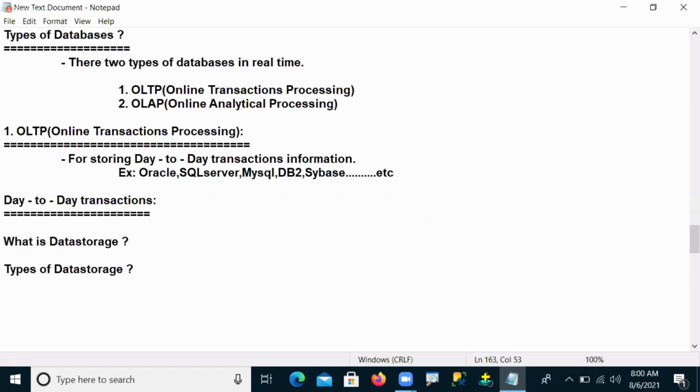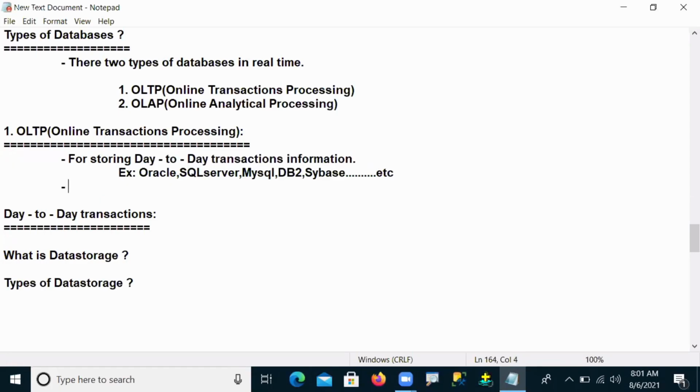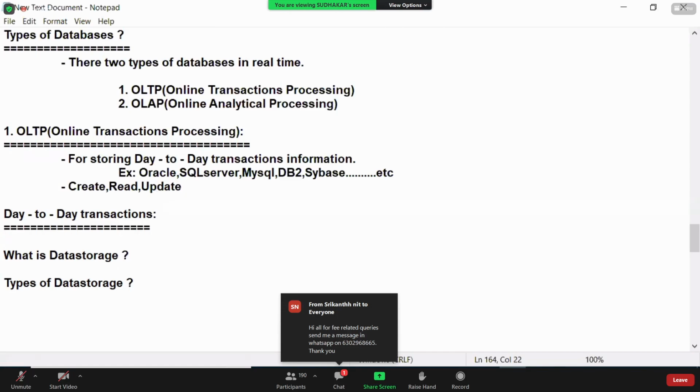Okay, the best examples of OLTP. Here, what we said is that OLTP stores day-to-day transaction information, which means we are doing some operations, like creating transactions, reading your transaction information, updating your transaction information, and deleting. So these are called operations.